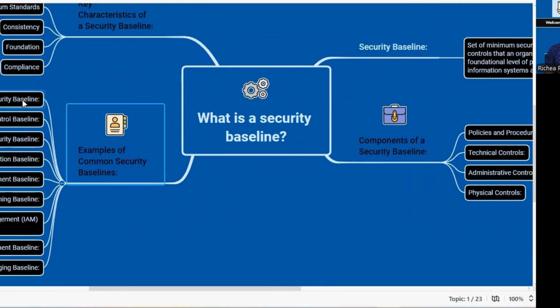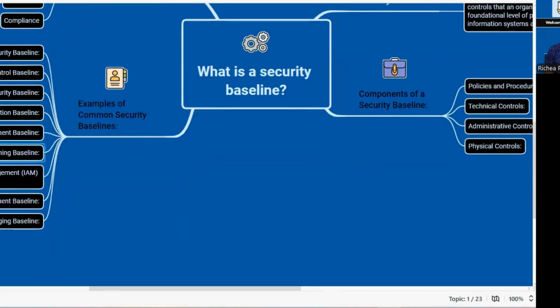So you have your network security, access control baselines, your endpoint security baselines. We are talking about data protection baselines, your patch management, your security awareness, your identity and access management, your incident response and management baselines, and also monitoring and logging baselines.